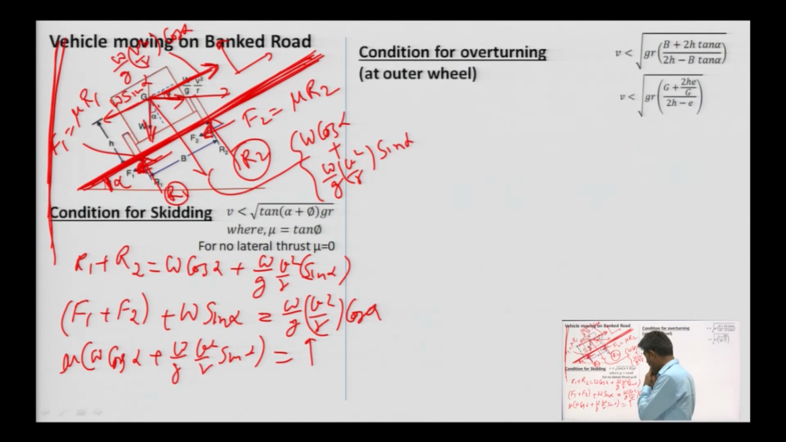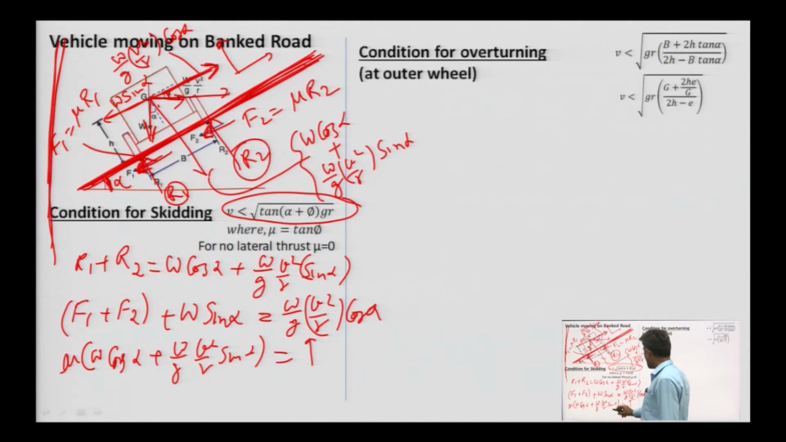So, by solving this, we will get the value of V. We can calculate the value of V from here. And it will be this one. V is less than under root, tan of alpha plus phi, into g R. Let us see how it is.